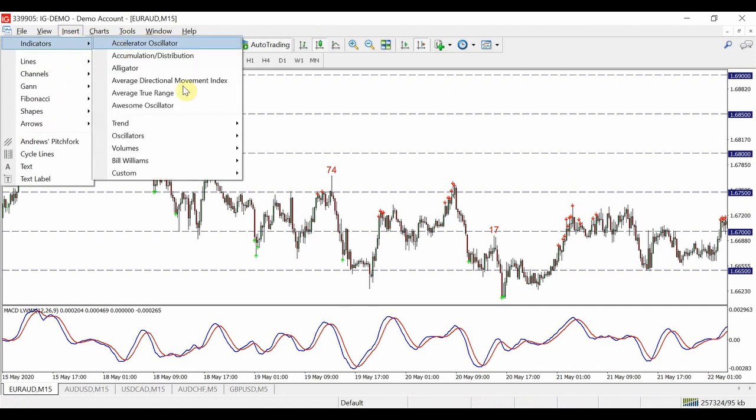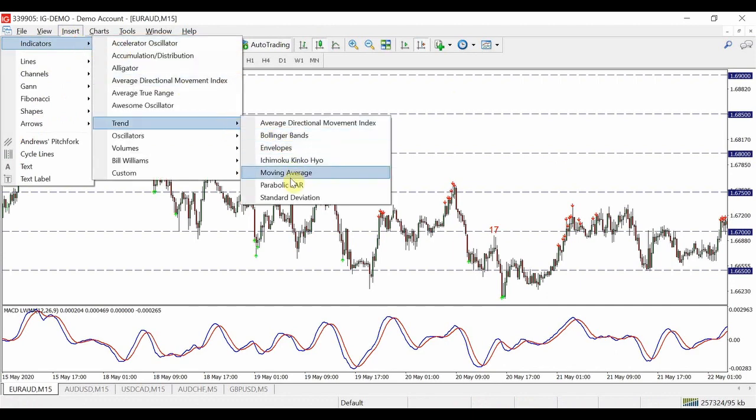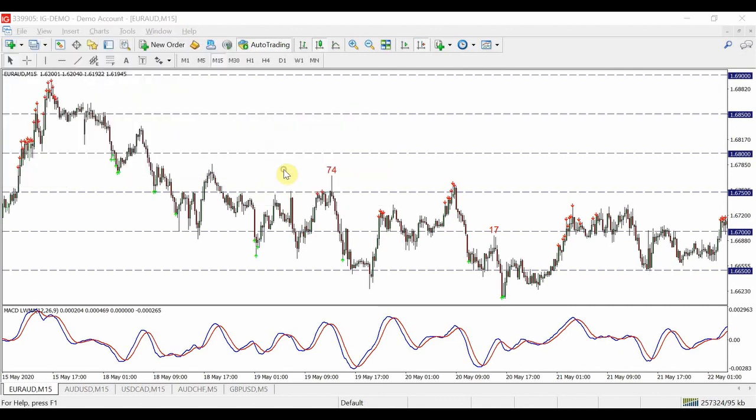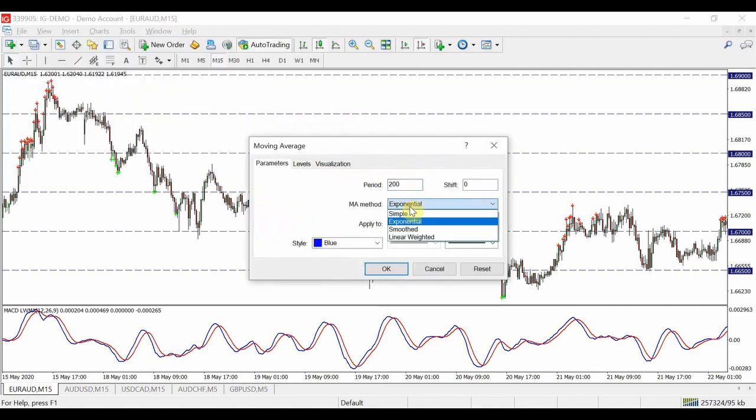So if we add that on there, I didn't add it on because it's just too much information on the chart. So 200, you can use a simple or exponential moving average. I like to use the exponential.